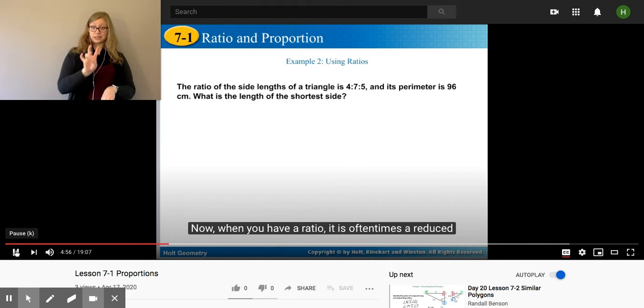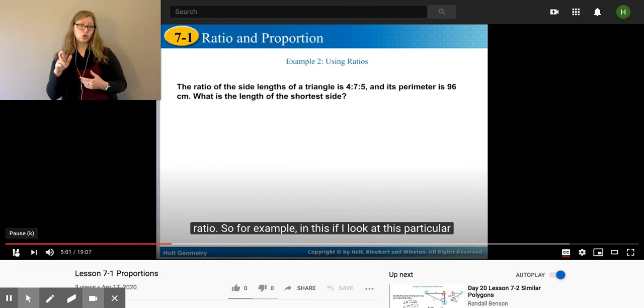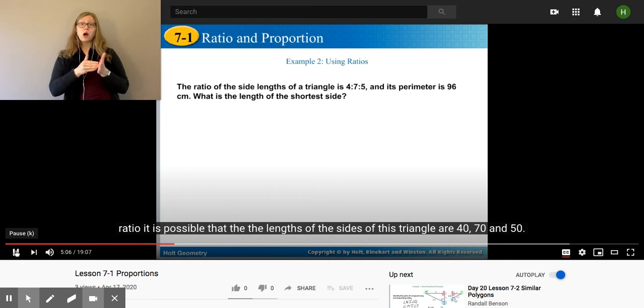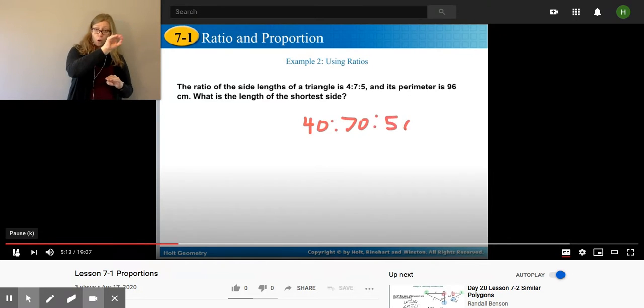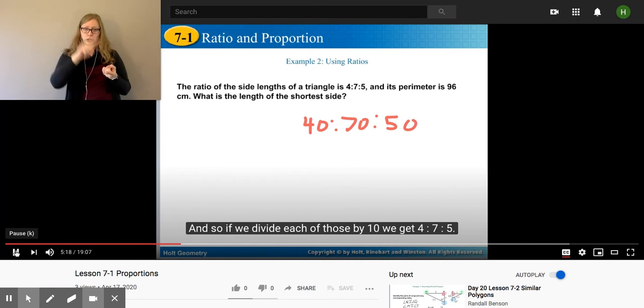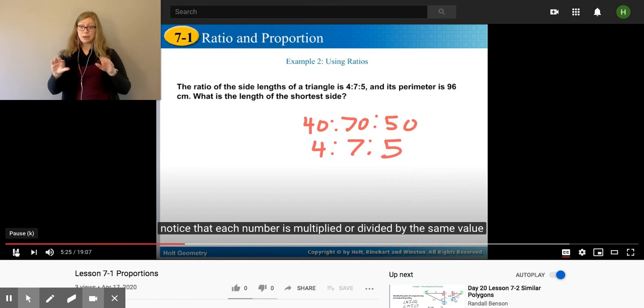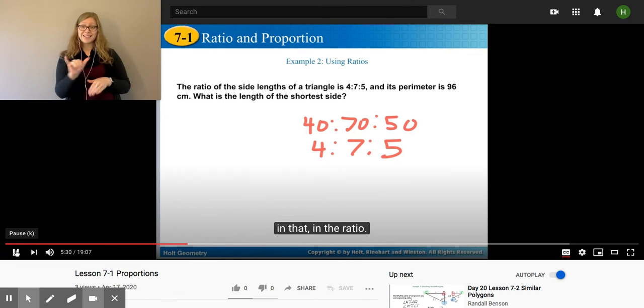Now, when you have a ratio, it is oftentimes a reduced ratio. So for example, if I look at this particular ratio, it is possible that the lengths of the sides of this triangle are 40, 70, and 50. But it's good practice to reduce ratios to lowest terms. And so if we divide each of those by 10, we get 4 to 7 to 5. And notice that each number is multiplied or divided by the same value in the ratio.